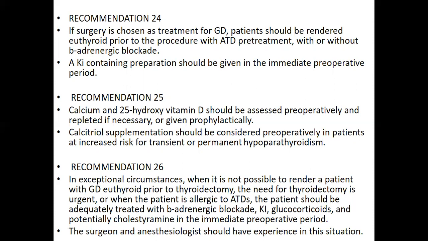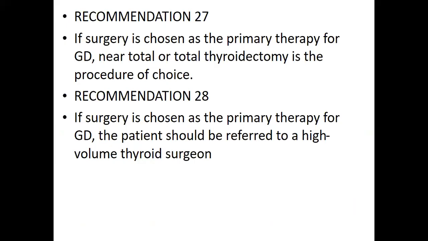In exceptional circumstances, when it is not possible to render a patient with Graves' disease euthyroid prior to the surgery, the need for the thyroidectomy is urgent, or when the patient is allergic to antithyroid drugs, the patient should be adequately treated with beta blocker, potassium iodide, steroids, and potentially cholestyramine in the immediate preoperative period. The surgeon and an anesthesiologist should have experience in this situation.